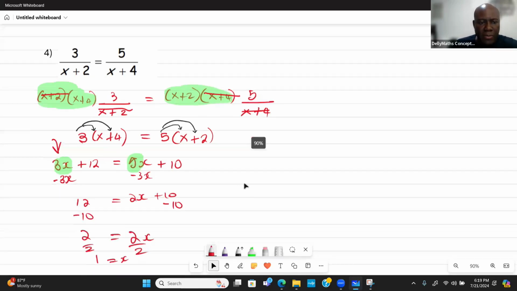So the response for that is that x is equal to 1 right here, and we're good, right? So that is our fourth example. Let's take a trip to the number 5.